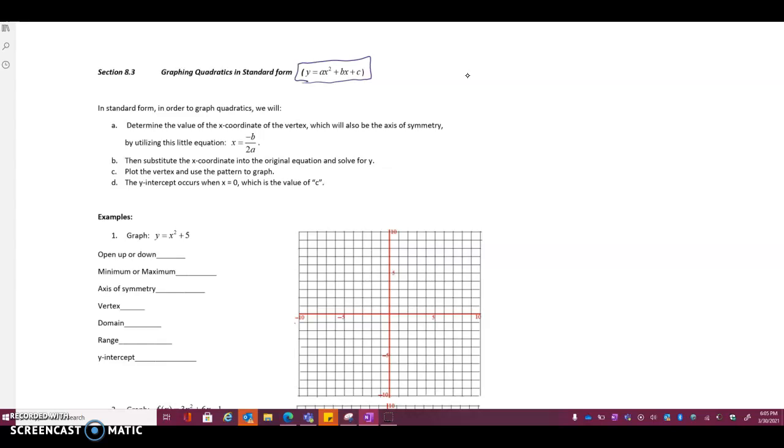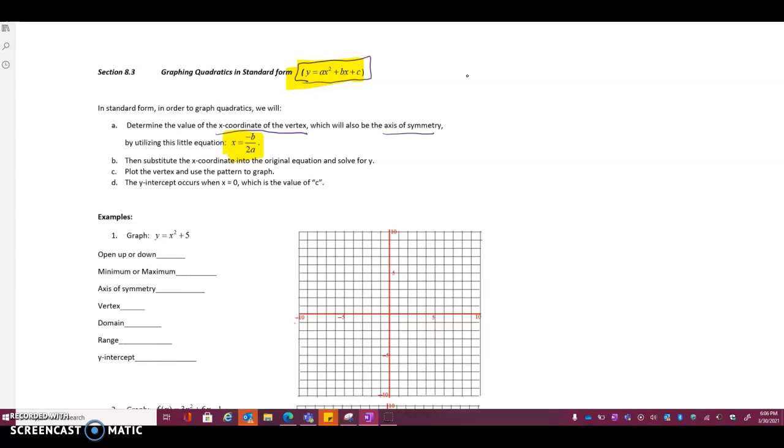chapter 7. In standard form, in order to graph quadratics, we will determine the value of the x-coordinate in the vertex, which will also be the axis of symmetry, which we learned previously in chapter 8, by using this little equation, x equals the opposite of b over 2a. So you're going to want to memorize this equation here and the equation up here at the top.